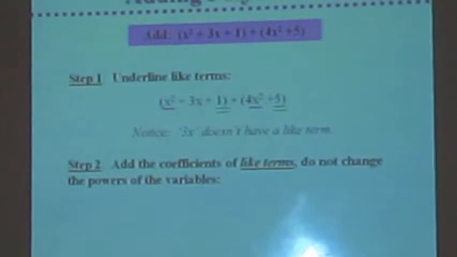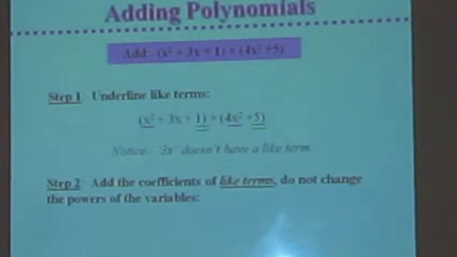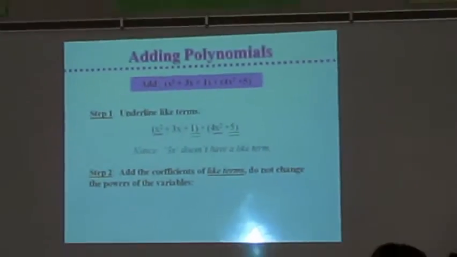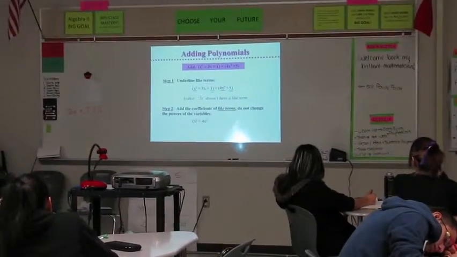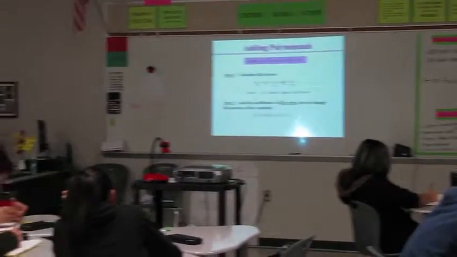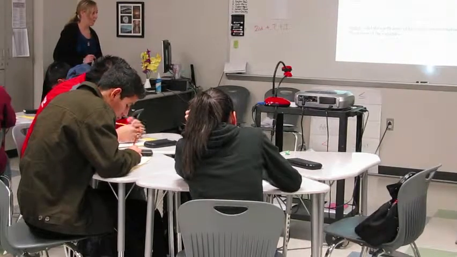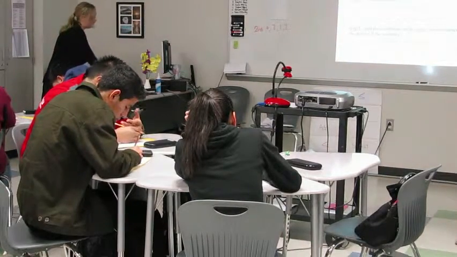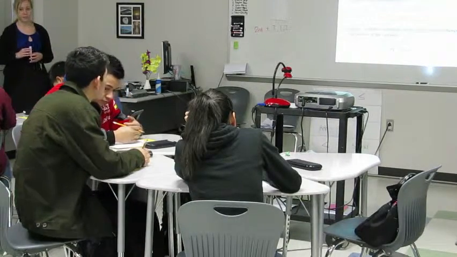Okay, step 2 is to add the coefficients of the like terms. We're not going to change the variables. We're not going to change the exponents. All we're going to do is add the coefficients. Question, x squared, what number is in front of that x squared? 1. So when we add them up, we're going to combine the x squared and the 4x squared, and we come to our final answer, which is 5x squared plus 3x plus 6.